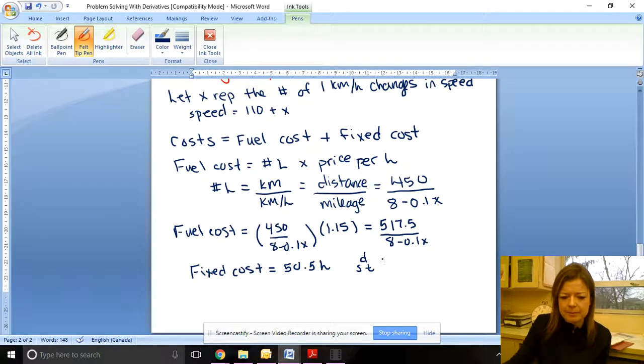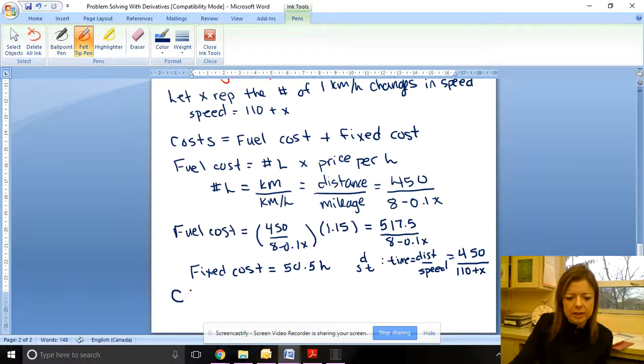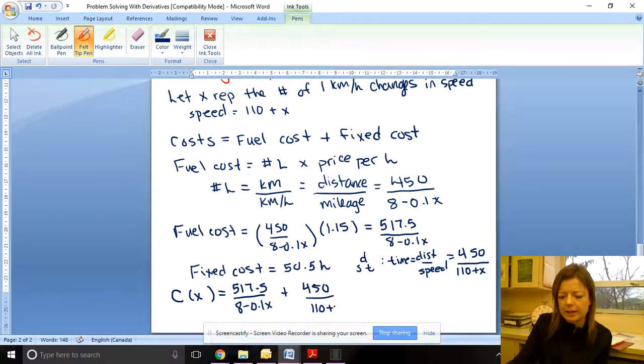So time, or a number of hours, is distance over speed. So this h can be represented by 450 divided by 110 plus x, because my speed is 110 and I'm changing it by x. Okay, so now I have my cost function. C at x equals 517.5 over 8 minus 0.1x plus 450 over 110 plus x.